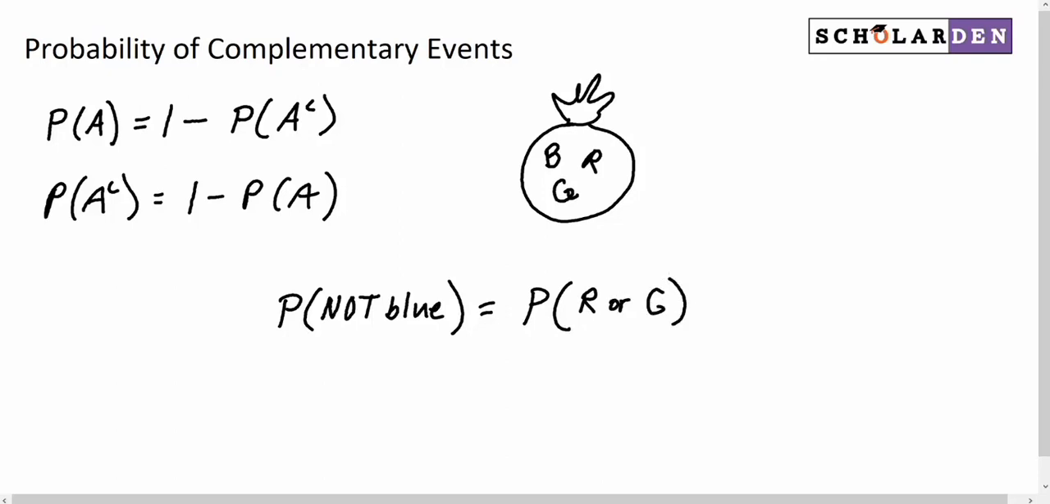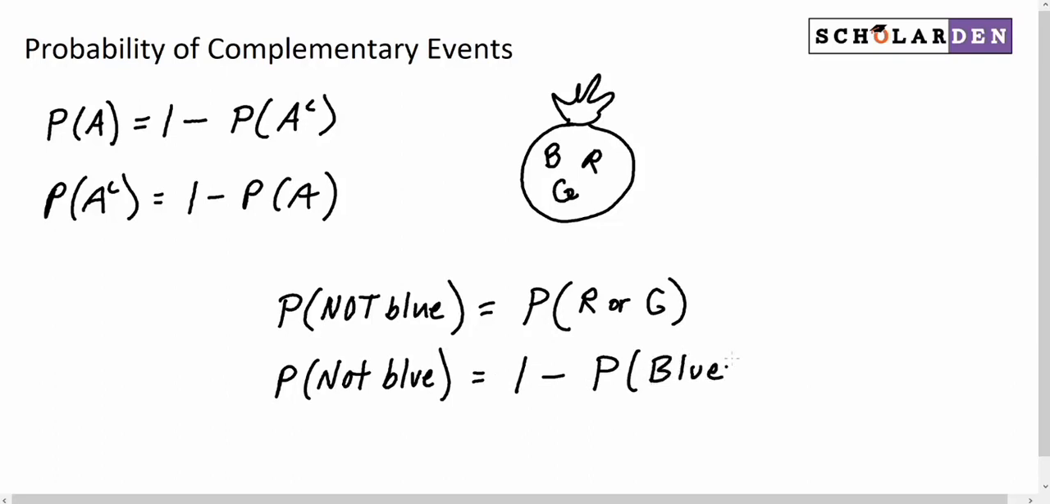So we could do it that way, or we could use this complementary principle and say that the probability of not blue is 1 minus the probability of blue. And that's because not blue and blue are complementary events. So they must follow that rule. So that's something that you may have to use in figuring certain probability questions out.